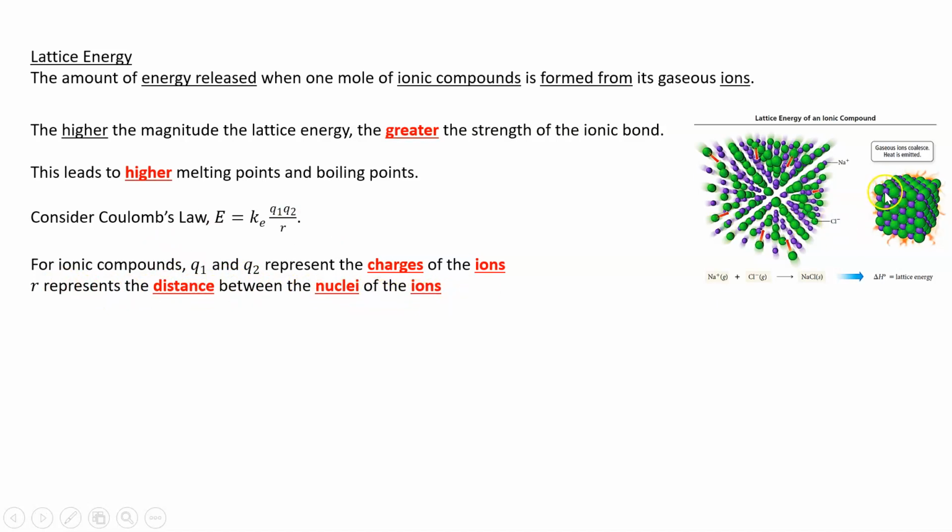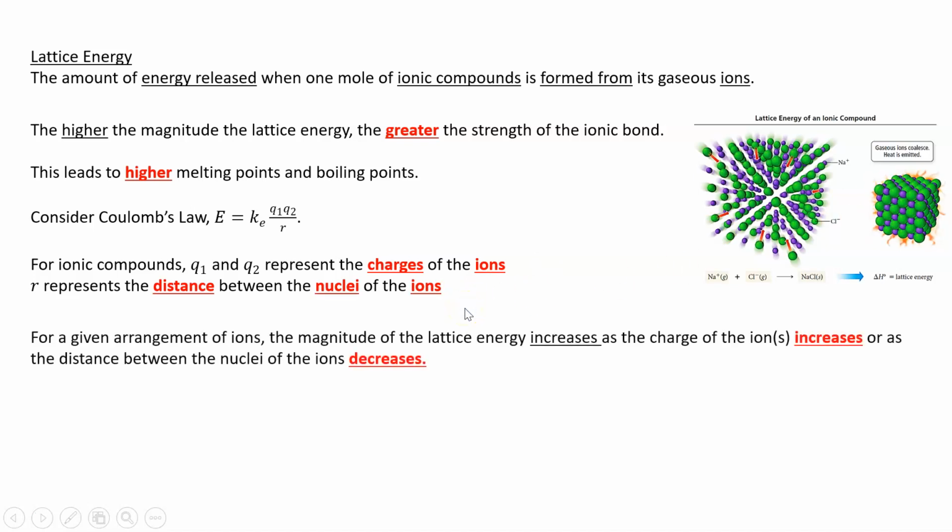Now, if you look at this, it looks like they're pretty close to each other in a solid. For a given arrangement of ions, the magnitude or the value of the lattice energy increases as the charge of the ions increases, or as the distance between the nuclei of the ions decreases. So the lattice energy can increase either because we have a stronger charge or because we have a smaller distance between the ions. Those are two ways we could have a greater lattice energy.